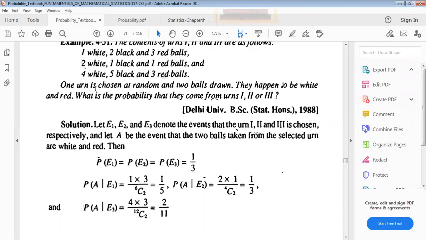Probability of A when it comes from urn 3. That means in urn 3, white balls 4 multiplied by red balls, how many? 3. This one, 4 multiplied by 3, is the total favorable outcomes. Now total balls: 4 plus 5 plus 3, that means 12 balls. From 12 balls we have to draw 2 balls. This is why 12C2. And after calculation, 2 by 11.